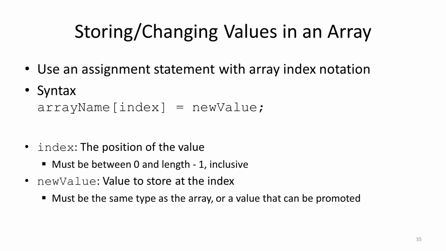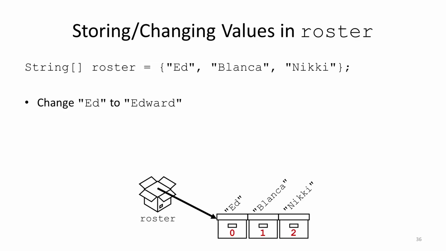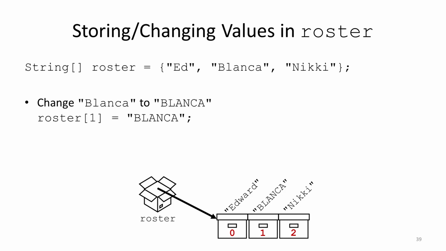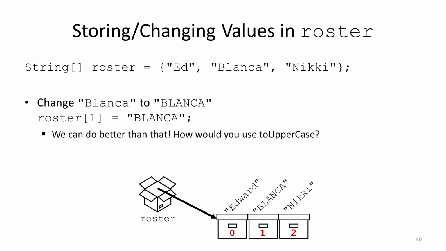So let's try an example. Let's say I wanted to change Ed to Edward. How would I do that? Take a few moments, pause the video. How would you change Ed to Edward? It will look like this. Roster 0 equals Edward. So that will overwrite Ed with Edward. How about this one? What if I want to change Blanca to Blanca in all uppercase? It would look like this. Roster 1 equals BLANCA. But I think we can do better than that.